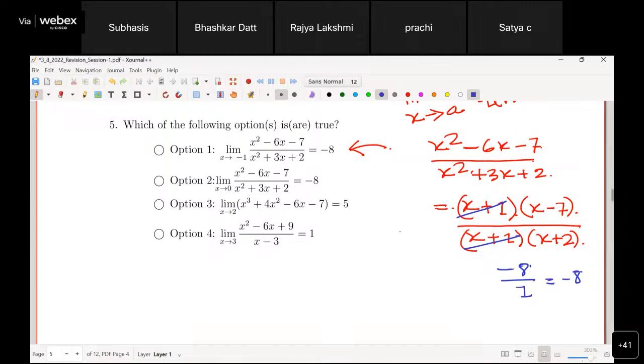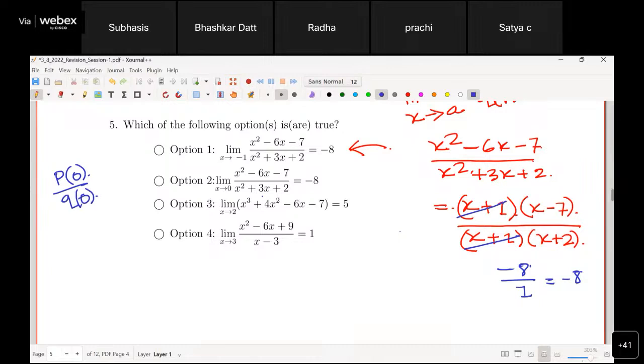Okay, so in option 2, as the denominator is not becoming 0, I mean q(x) is not 0, we can directly apply the limit in option 2. Yeah, because if I simply substitute 0 over here, I'm getting 2 in the denominator and minus 7 in the numerator, so minus 7 by 2. This is non-zero, so I can directly take p of 0 divided by q of 0. So the limit will become p of 0 by q of 0.